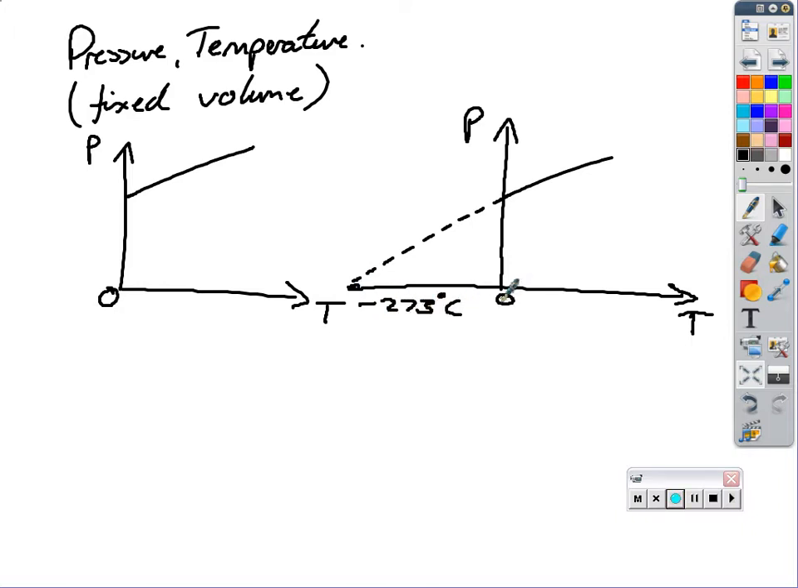Now what we're interested in is finding a relationship here. We don't have a relationship from this, it's not directly proportional. We do have a relationship for this. So what we have is a new temperature scale. We say that minus 273 degrees Celsius equals 0 Kelvin. If I also draw a graph of Kelvin temperature and pressure, it would be a straight line linear relationship.